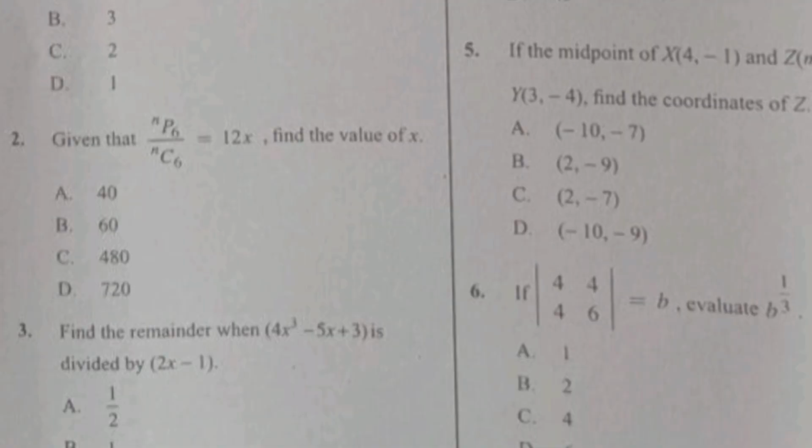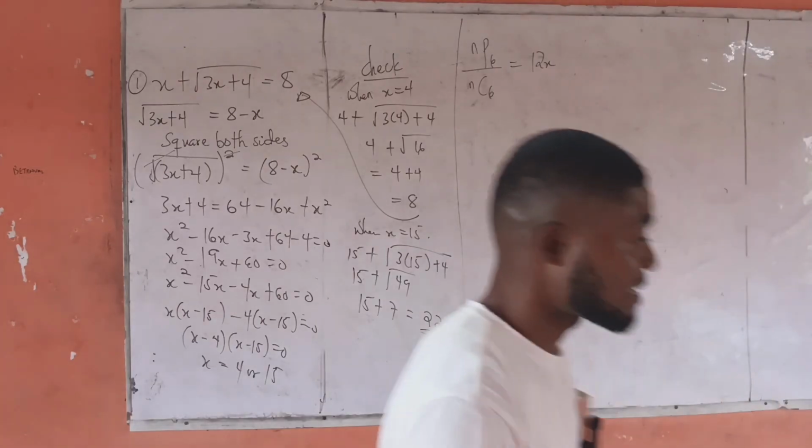Now we quickly go to question 2. And yes, question 2 also has this beautiful question which reads: n permutation 6 all over n combination 6 is equal to 12x, and then we've been asked to find the value of x.